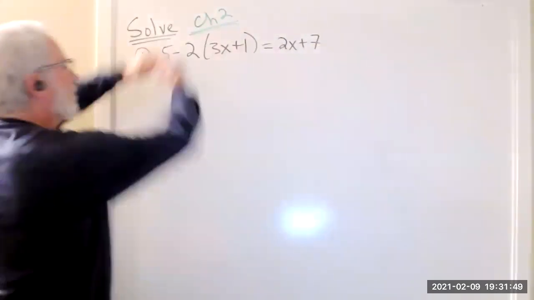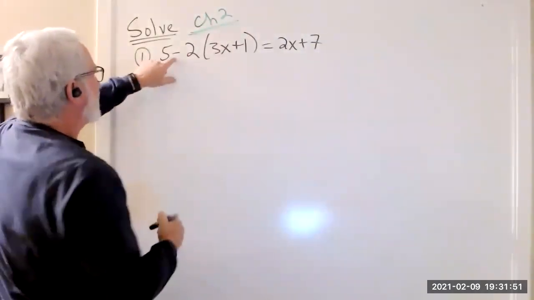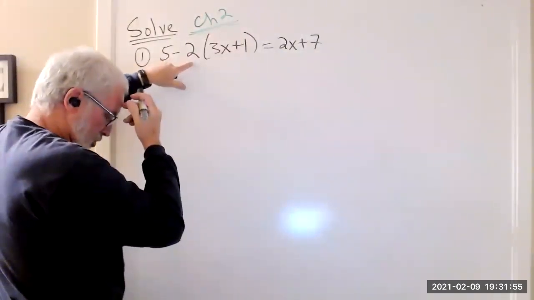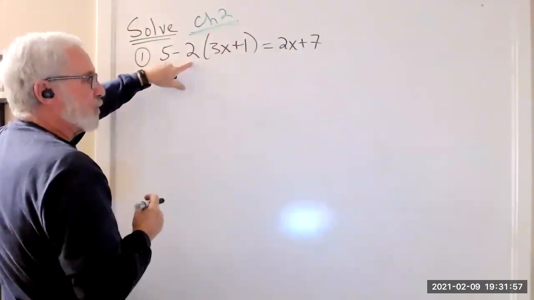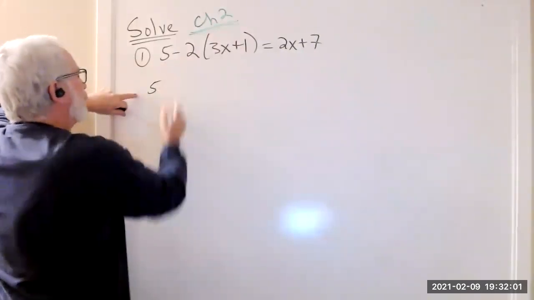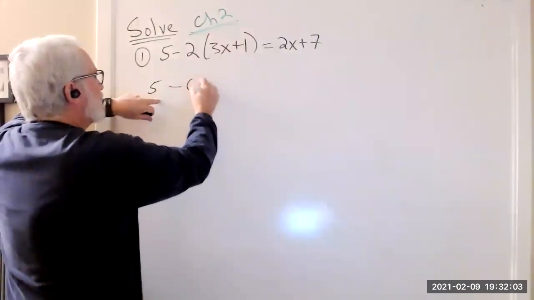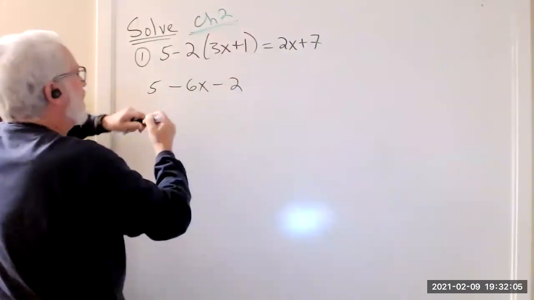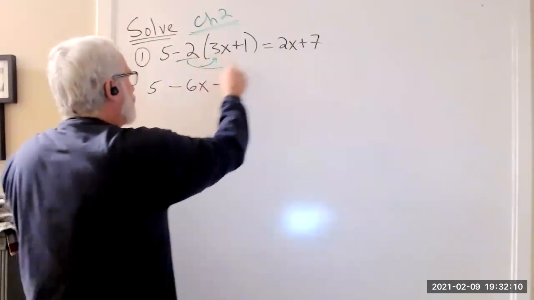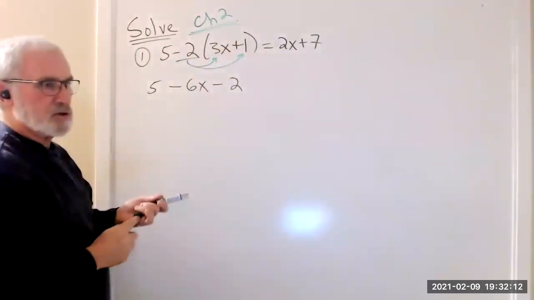Okay, here we go. So, do I do 5 minus 2? No. No. No. First step was distribute. So what I'm distributing is the -2. So this is 5 minus 6x minus 2. I'm distributing the -2 into the parentheses.